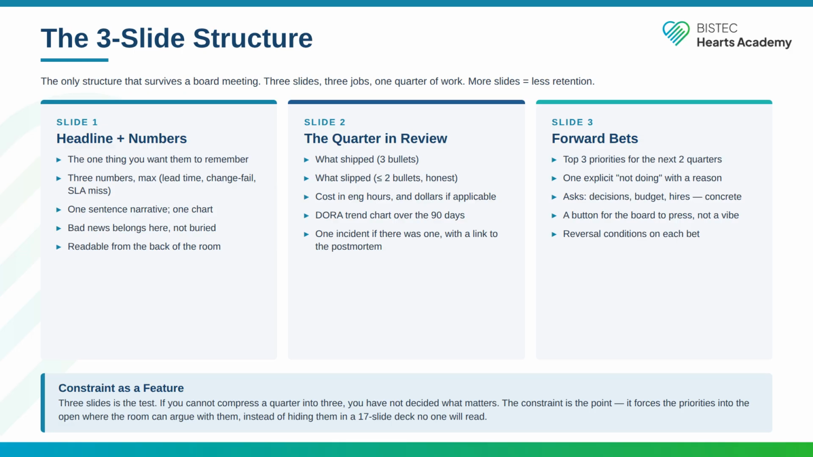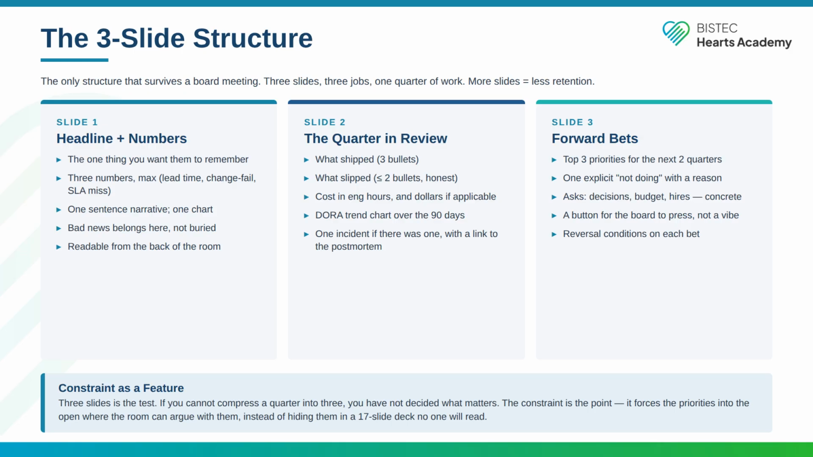Slide 3 is the forward bets. Top 3 priorities for the next 2 quarters. 1 explicit not doing with a reason. Asks that are concrete. A number, a kind, a date. A button for the board to press, not a vibe. Reversal conditions on each bet, in writing.